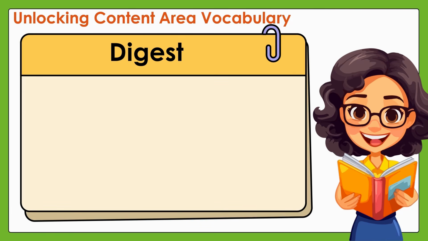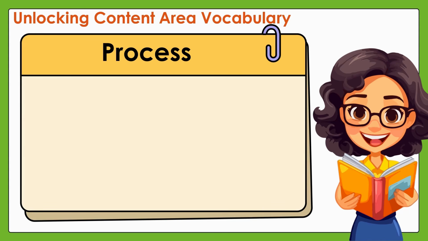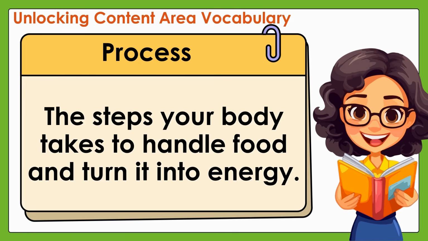Unlocking content area vocabulary. The first word is digest. Breaking down food in the body so it can be used. The second word is process. The steps your body takes to handle food and turn it into energy.